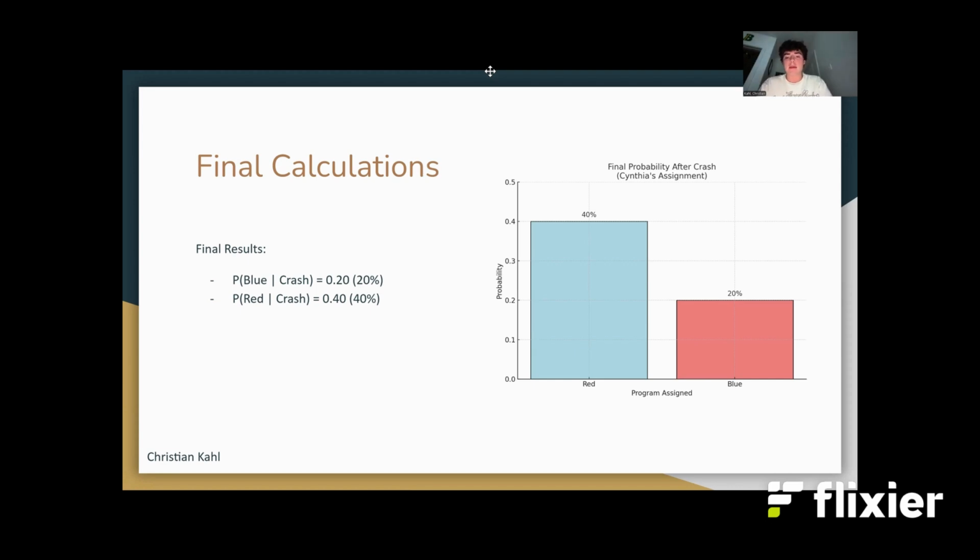In this case, most employees were assigned red, while only 10% were assigned blue, so even though blue crashes more often per person, there were just way more people using red. This means overall, it's still more likely that a random crash like Cynthia's came from red instead of blue. This is why Bayes' rule is so powerful for real-world problem solving. It helps us avoid jumping to conclusions based on one piece of information.